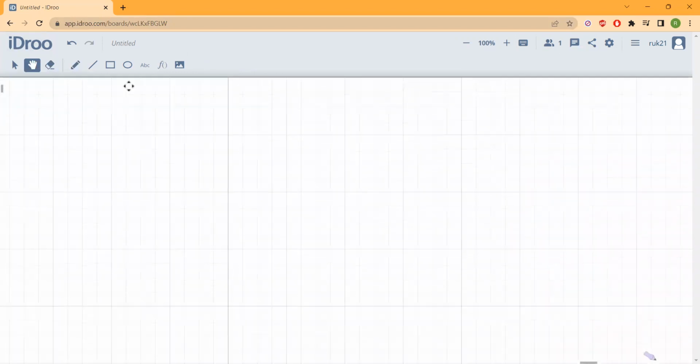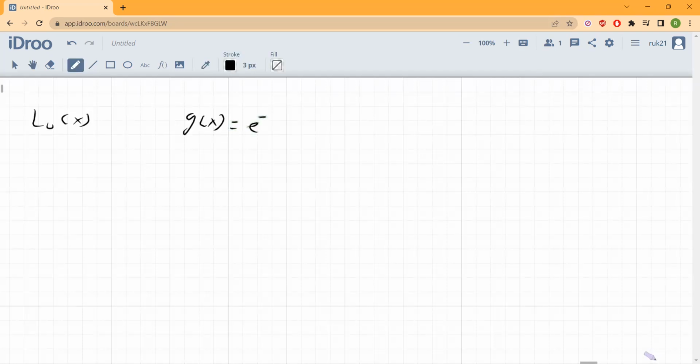Now, part b for this function asks the following. Now find L0 at x. Again, that means find the linearization at x equals 0 for the function g of x equals e to the negative x squared plus arc tan 3x.